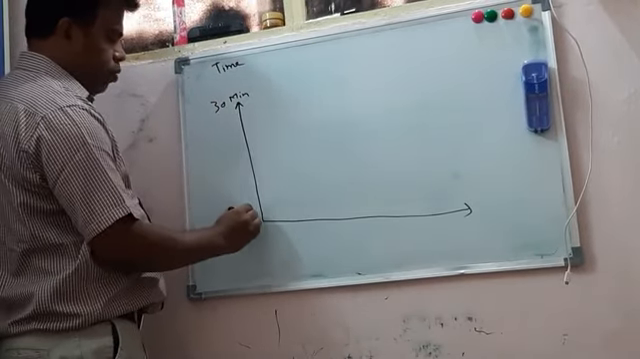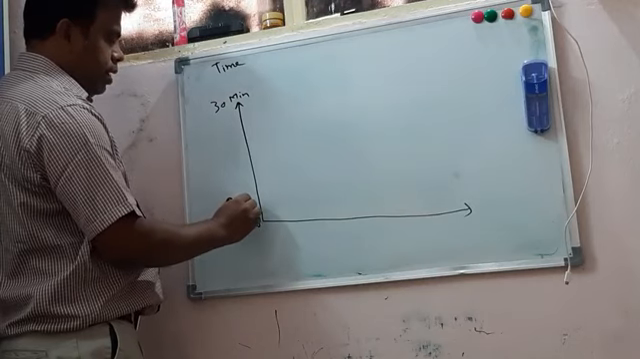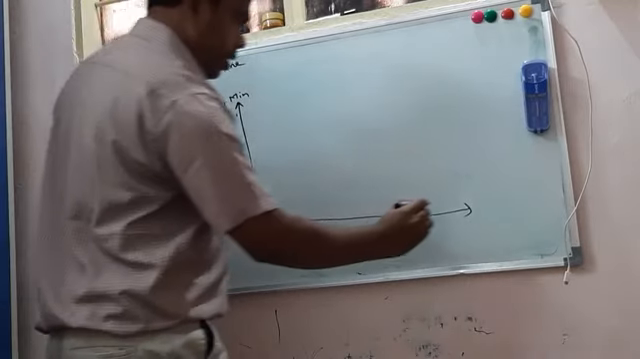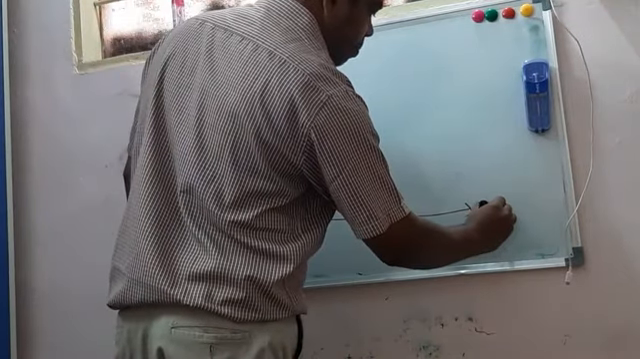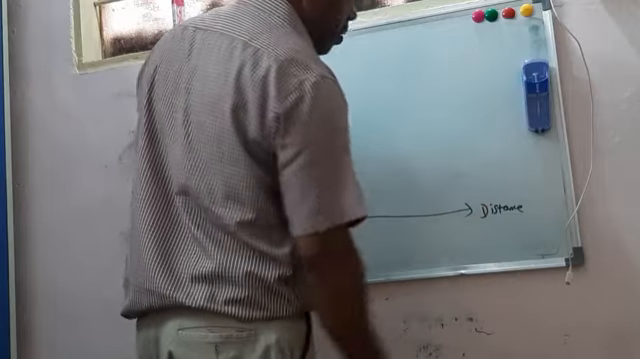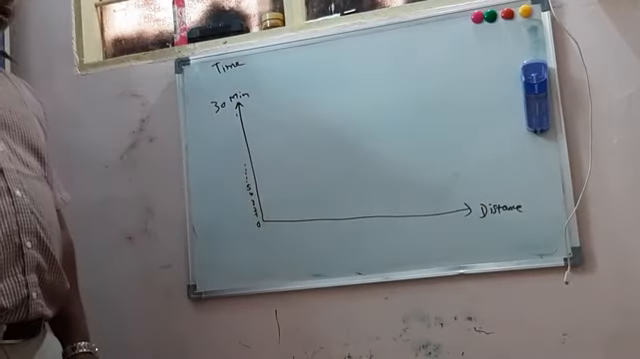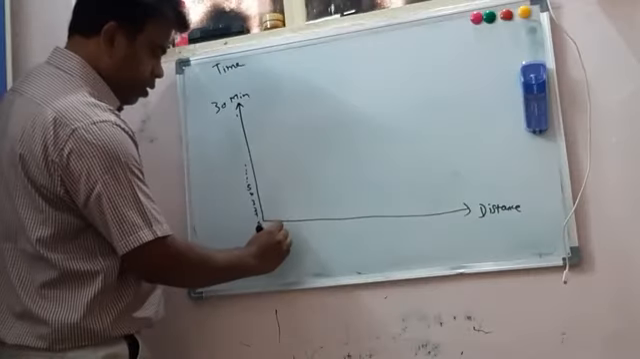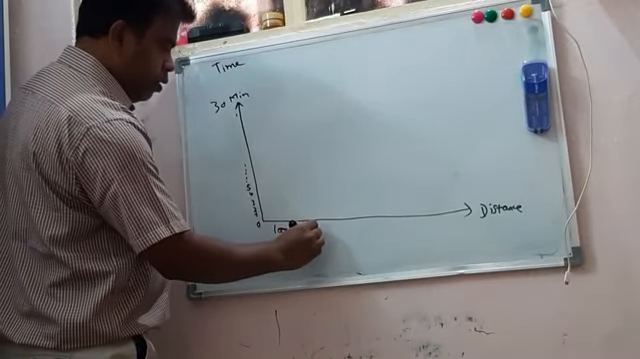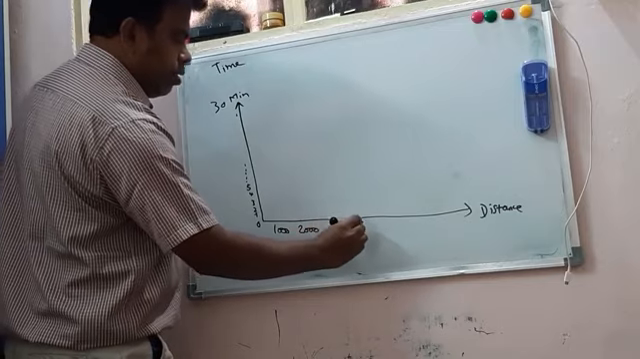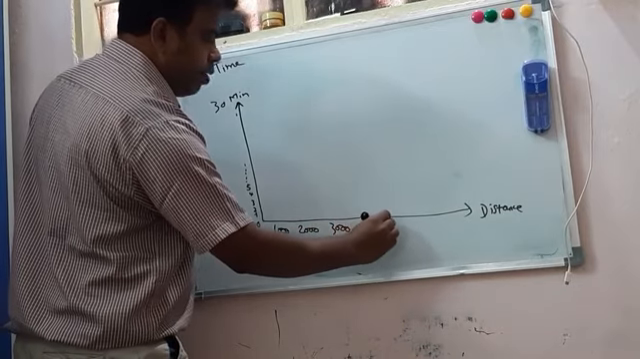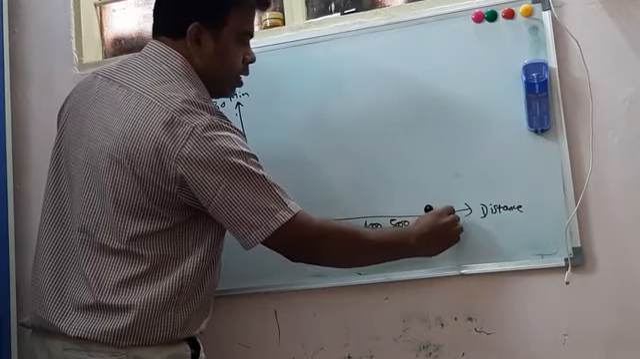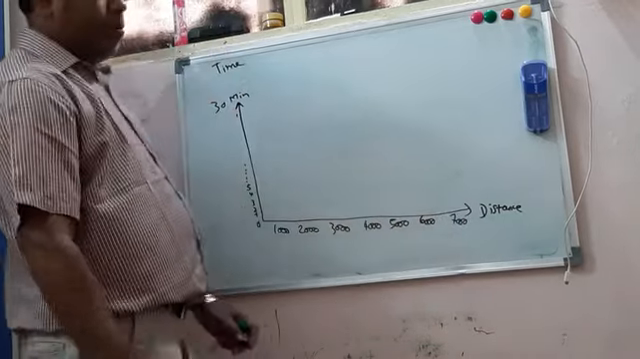The time axis goes from 0 to 1, 2, 3, 4, 5, up to 30 minutes, and the distance from the epicenter is 0, 1000, 2000, 3000, 4000, 5000, 6000, 7000 kilometers.